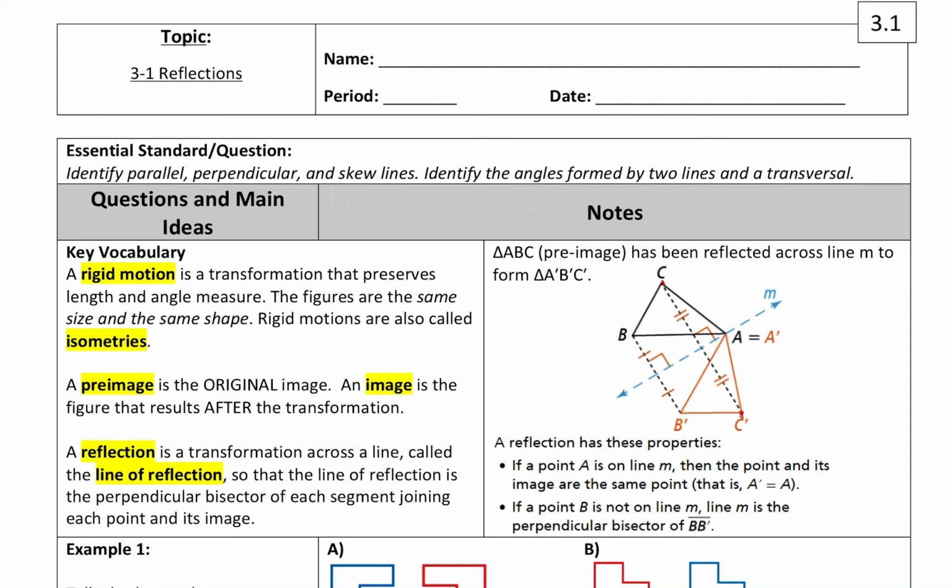Now, we do have some new notation that you may not have seen before, and that is this prime symbol right here. When we are looking at prime notation, that tells us that that is the image. So I can see here that B is the original figure and B prime is my post image. So B is the pre-image and B prime is the image. So I have moved B over to B prime.